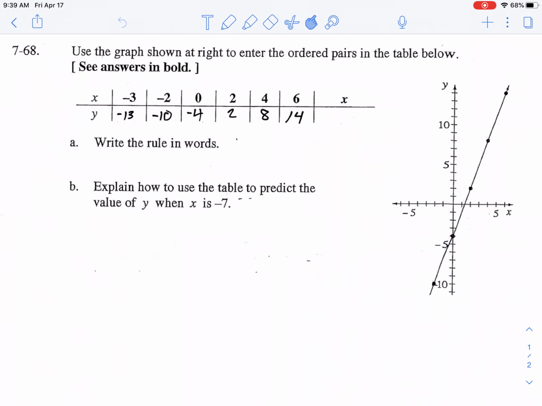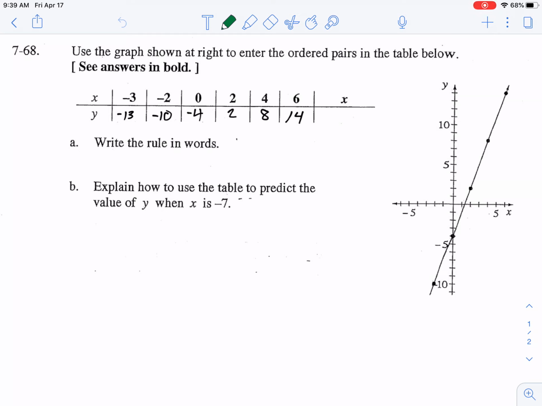Okay, there are two ways that you can find the rule for this graph or this table. So the first way would be from the graph itself, and the other way would be from the table. So I'll start with the graph.